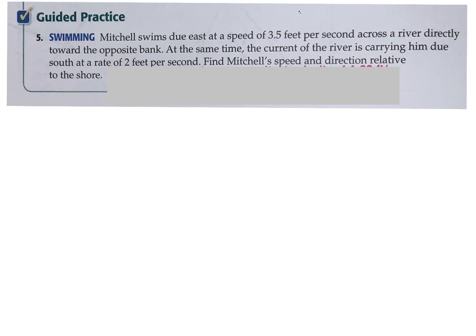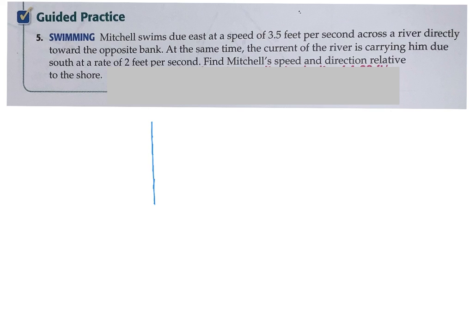But it says Mitchell swims due east at a speed of 3.5, that would be fast, 3.5 feet per second across the river directly towards the opposite bank. At the same time, the current of the river is carrying him due south at a rate of 2 feet per second. Find his speed and direction relative to the shore. All right. The only thing you do have to think about here is relative to the shore.